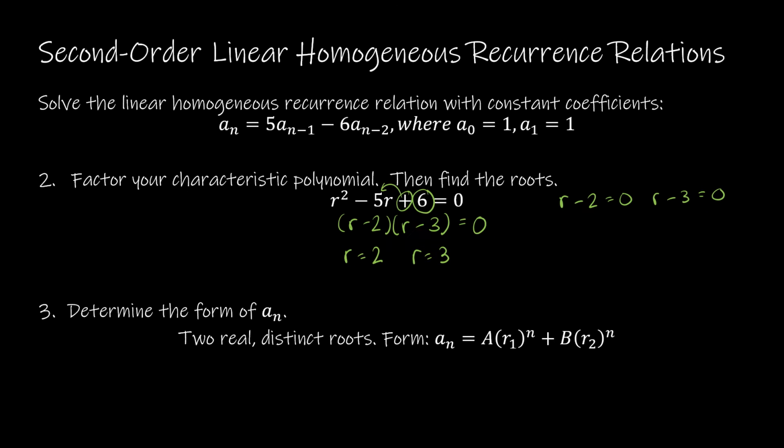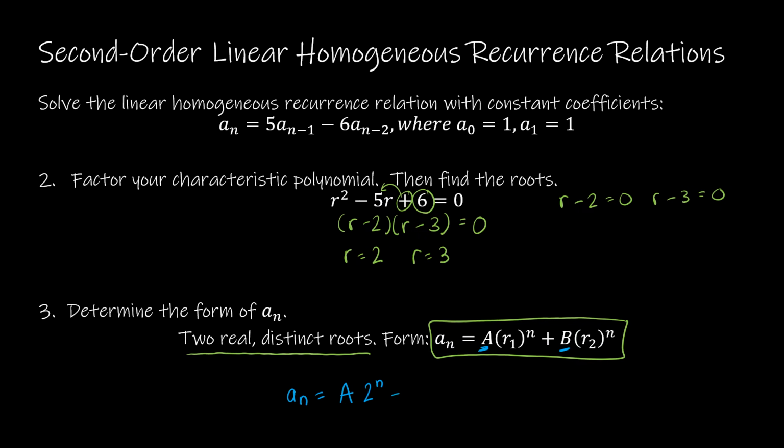I want you to note that these two values are different. 2 and 3 are not the same number, and they're both real numbers. So we have two real distinct roots, and this is the form that we're going to use for that. I'm going to rewrite my solution as a, and again, a is just a variable that we're going to solve for in just a moment, as is b. So I'm going to take a times my first root to the nth power, plus b times my second root to the nth power. And no, it doesn't matter if I use 2 here and 3 there or the other way around, you get the same solution.